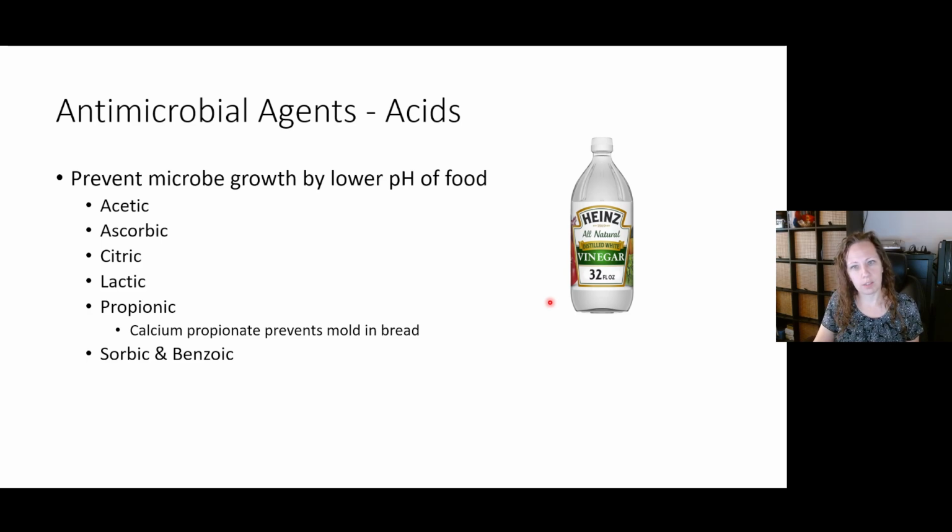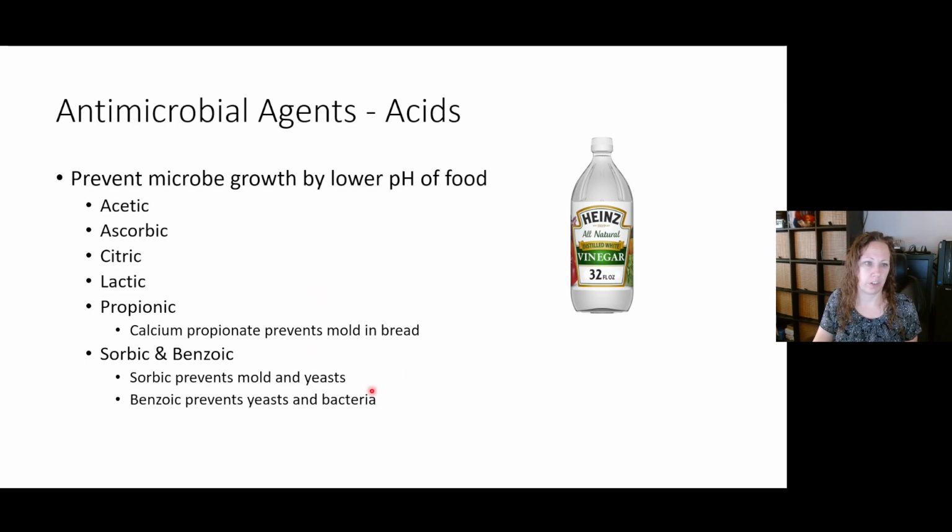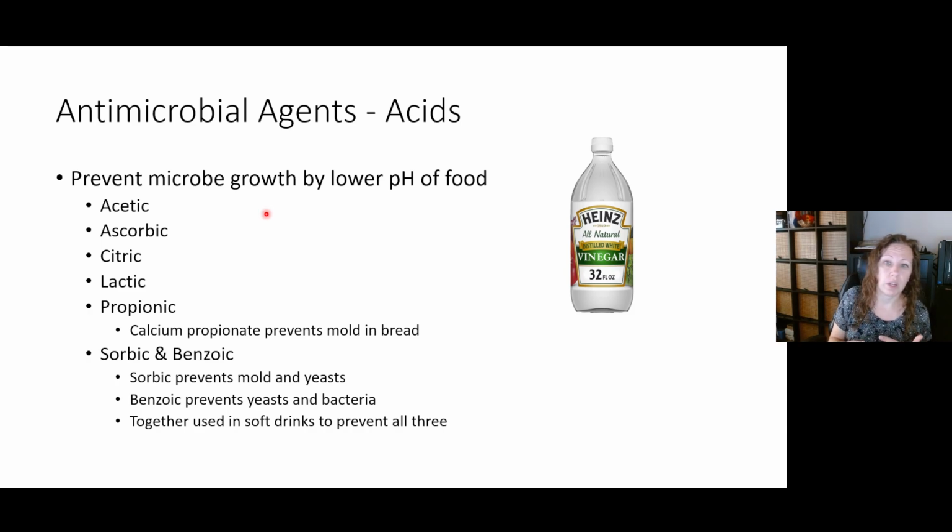Sorbic and benzoic acid. Sorbic prevents molds and yeast. Benzoic prevents yeast and bacteria. Together, they're used in soft drinks to prevent all three. So different acids have different properties. They'll be used in combination or chosen one for whatever property of microbial that it will prevent. Essentially, that is the takeaway from all of this.